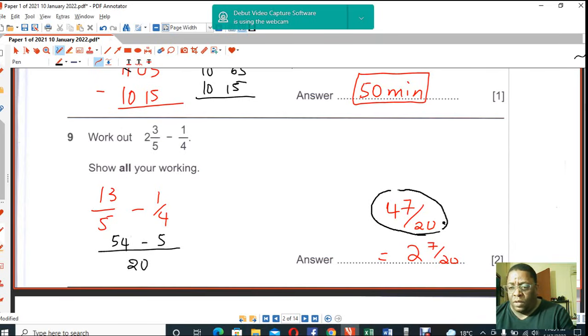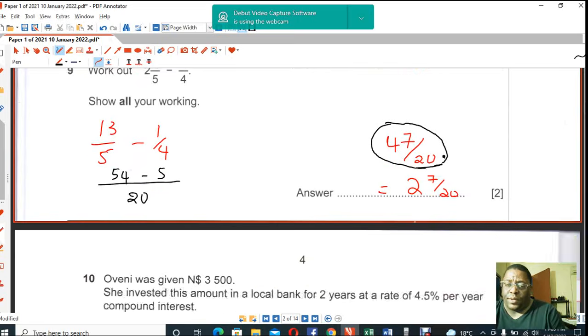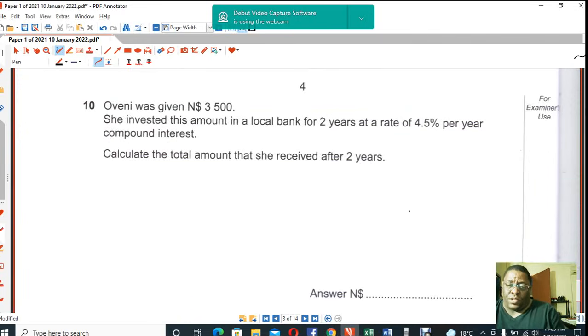But okay, leave your answer as an improper fraction, or as a mixed number rather, which is 2 and 7 over 20. Don't waste too much time on that question.